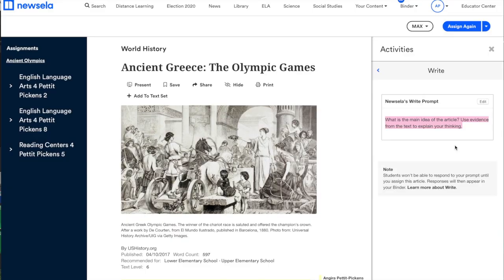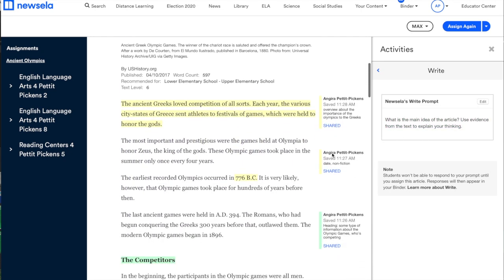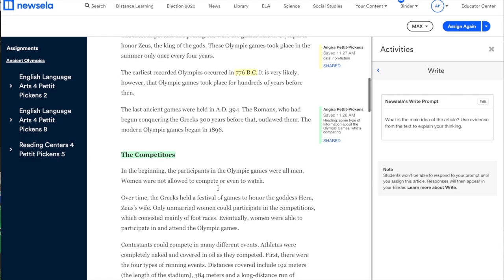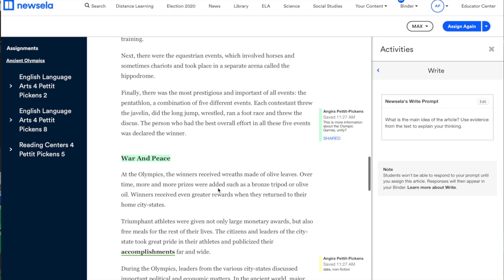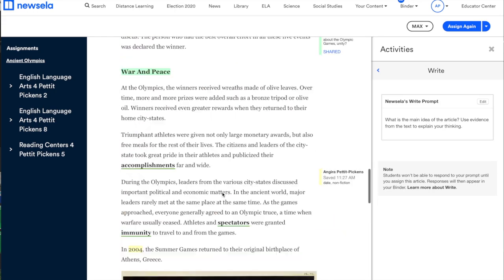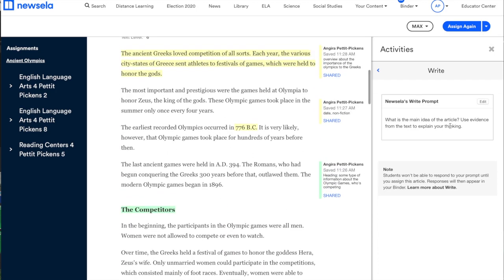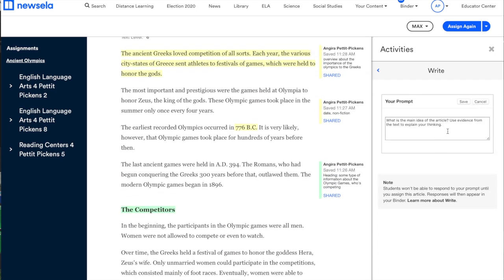So again, main ideas are going to be very, very general. That means I'm going to go back into the text and figure out in my own words, because I am paraphrasing, what is this mostly about? Let the headings help you. The Competitors, War and Peace. Let the visuals help you. And now I'm gonna press edit and write my answer, right?